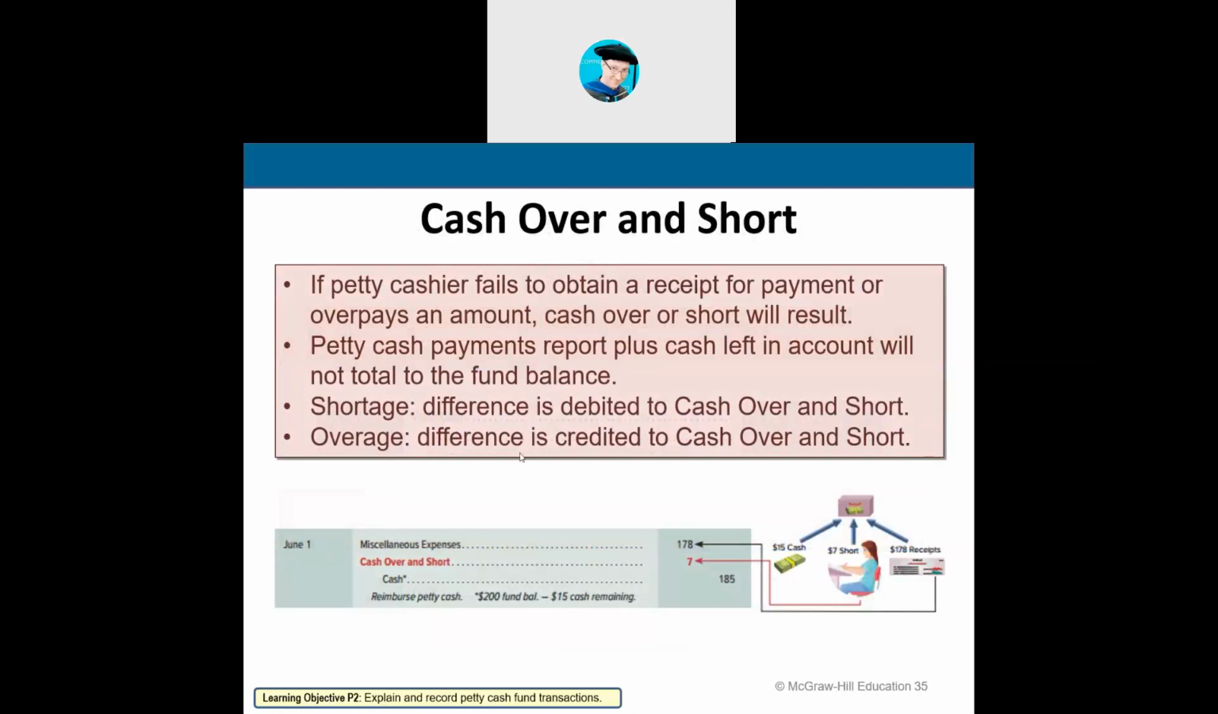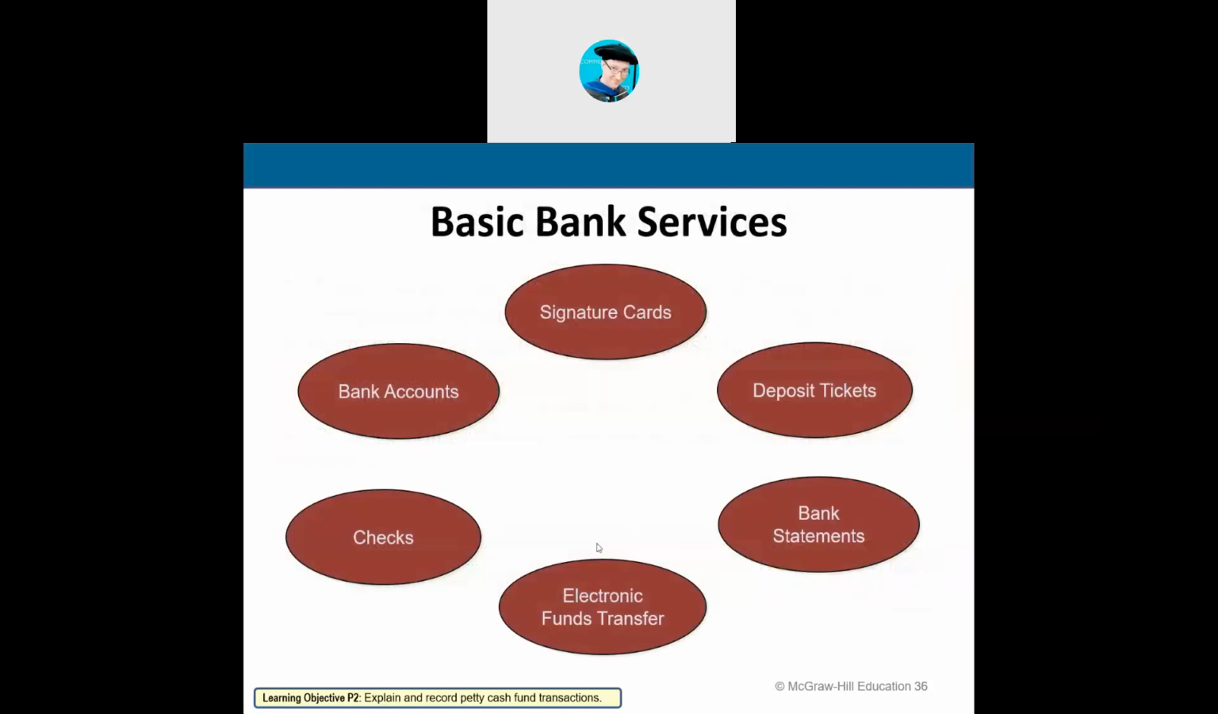And sometimes it's over or short. They overdrew the petty cash fund or they underdrew the petty cash fund. Then I have to account for that. And most of the time that's because they're missing a receipt. Because sometimes, I purchased that postage. I forgot the receipt. Oh, that means I got to do a debit to cash over and short. Fun stuff.